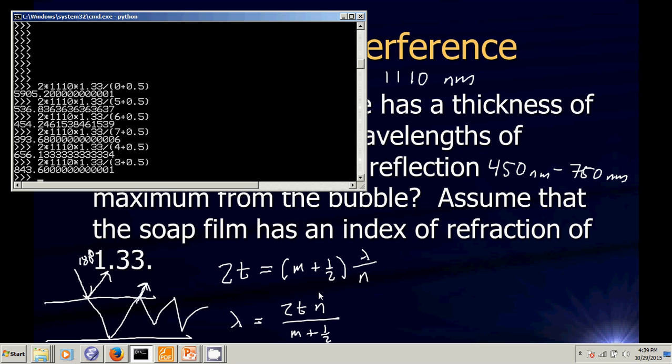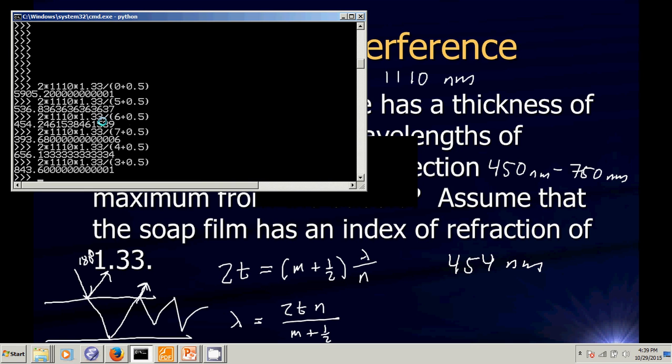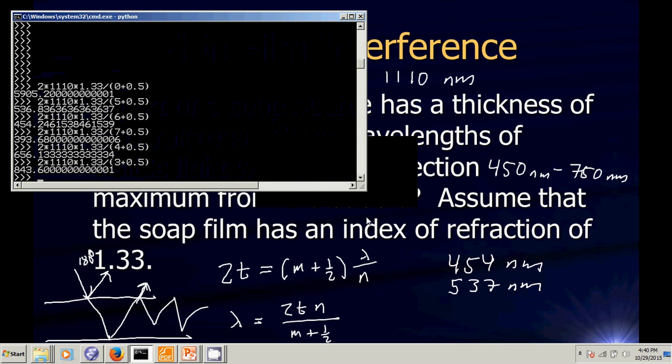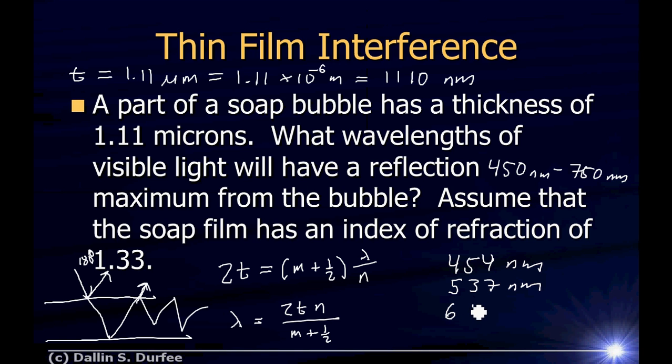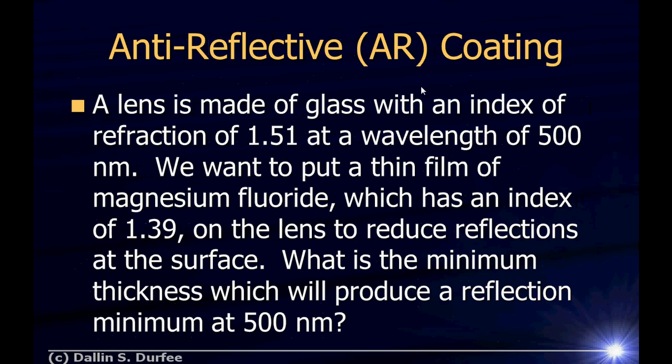So it looks like the wavelengths we got that are within the visible range are 454 nanometers. Then the next biggest one was 537 nanometers. And the last one in the visible range was 656 nanometers. So those are the wavelengths which will give us a reflection maxima on this particular film. Okay, on to our next problem.